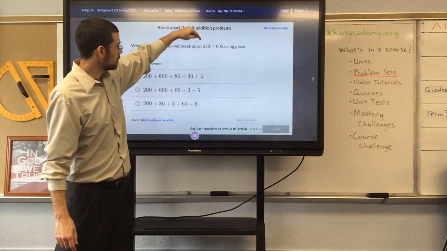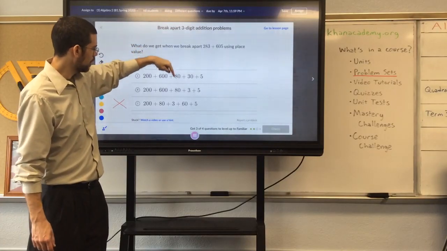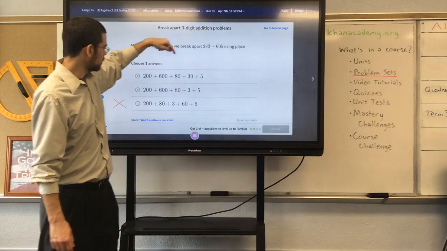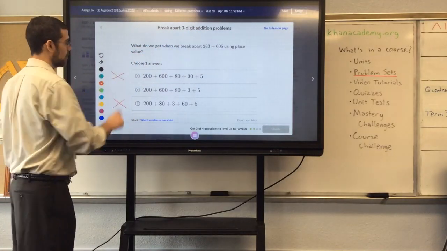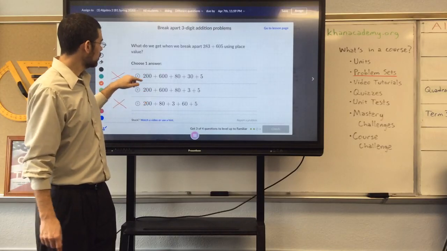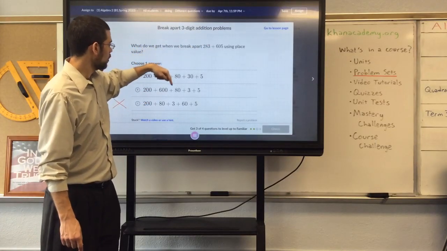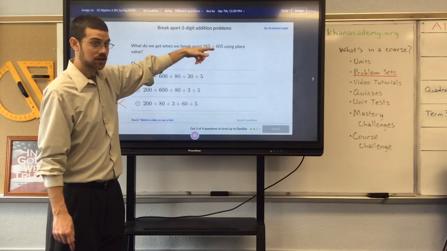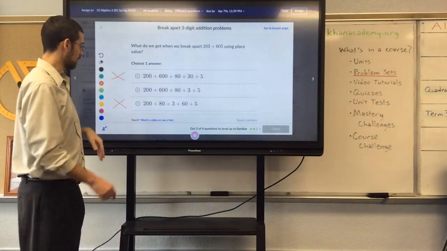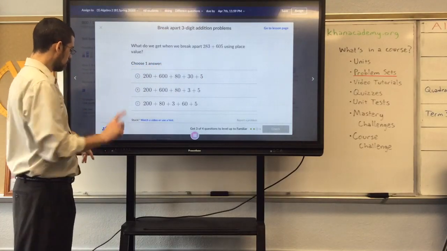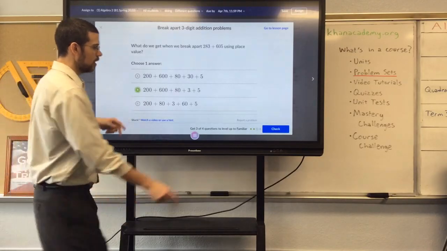So then we look at the tens. There's 8 tens here, so I should find 80. Yep. There's 0 tens here, so I shouldn't add any more tens, so this isn't right. And then let's just confirm, this is 200s, 600s, 80, no more 10s from the 605, and then there's 3 ones, and there's 5 ones, so that's correct. Now, I'll take that off of there, I'll select the correct answer, and I'll check.